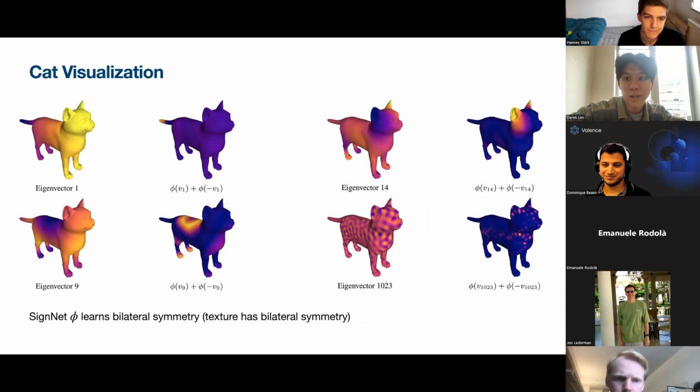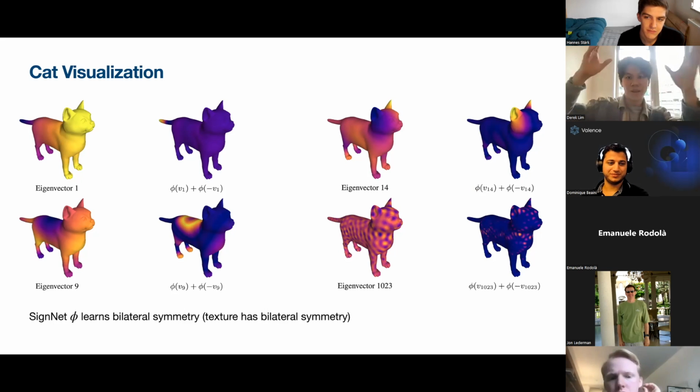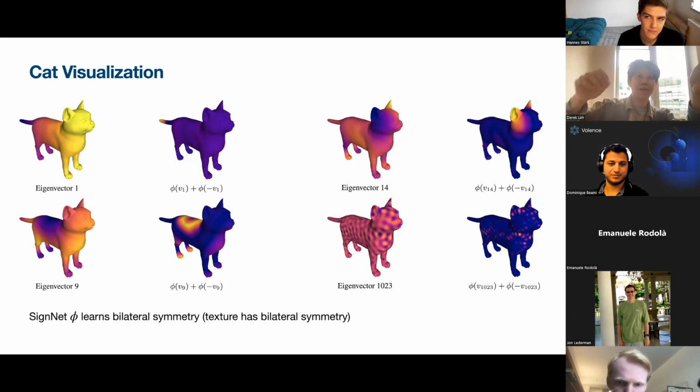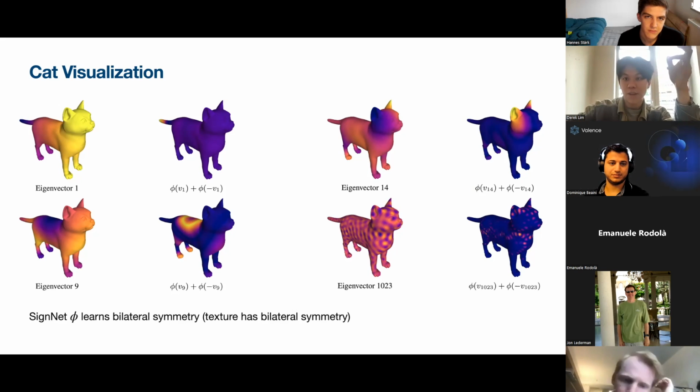And if we visualize the output of SignNet trained on texture reconstruction, we see some pretty interesting things. So you see, I've plotted 4 eigenvectors, and then to the right, I've plotted the output of phi from SignNet, or the first principal component of the output of phi.